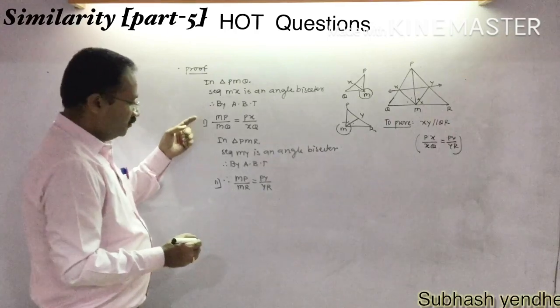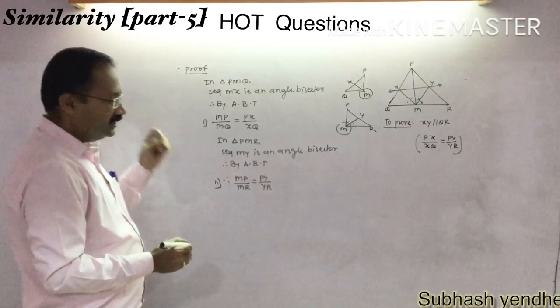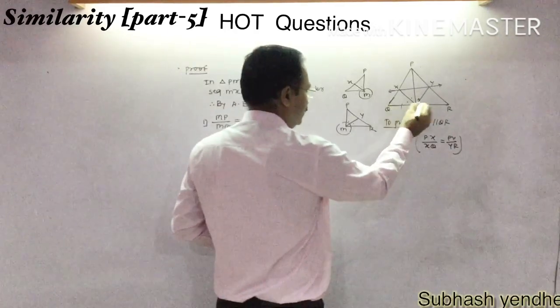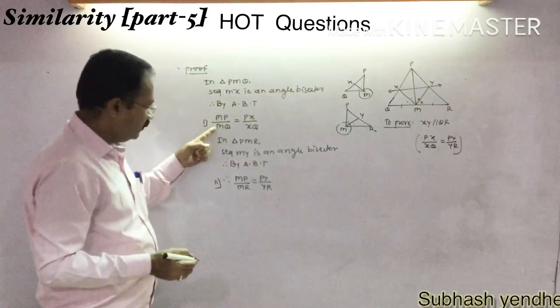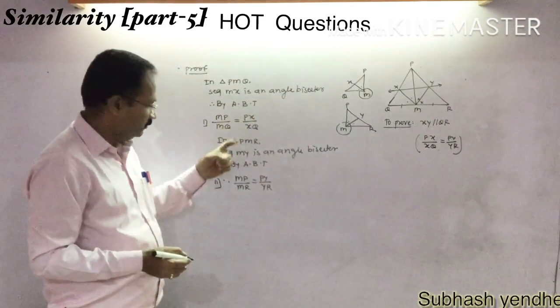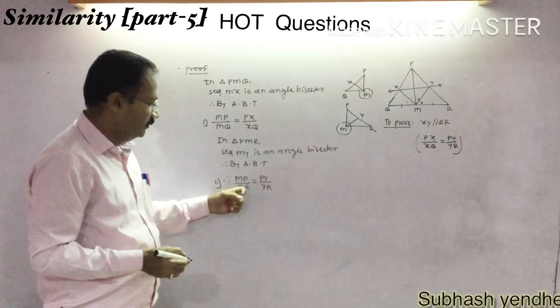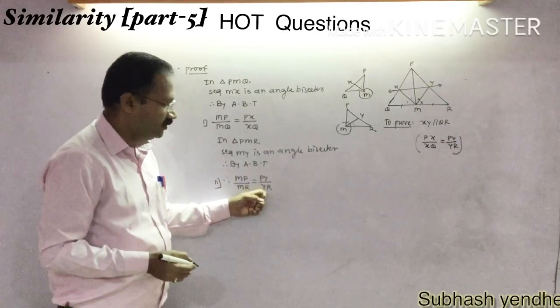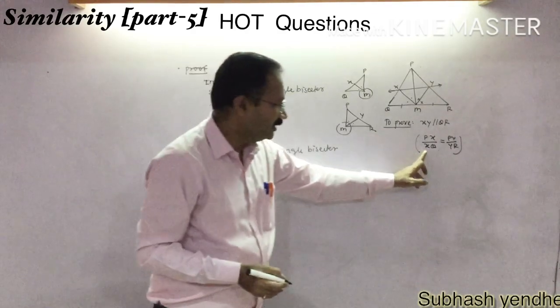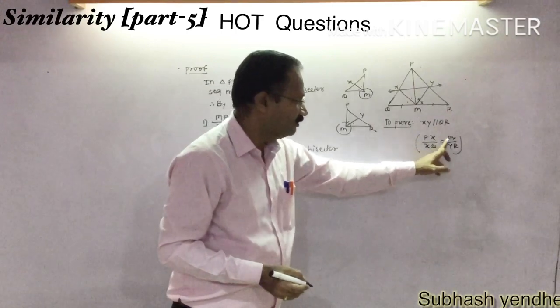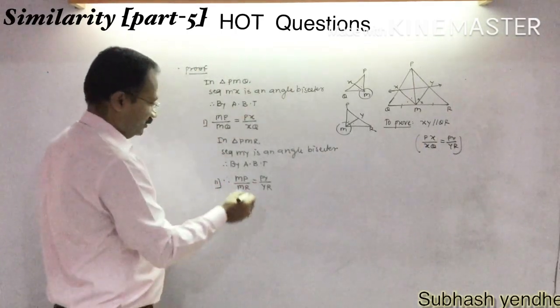In this, what you observe, it is given that MP upon MQ equals PX upon XQ. Second, you got it, MP upon MR equals PY upon YR. And what is our target? PX upon XQ equals PY upon YR.